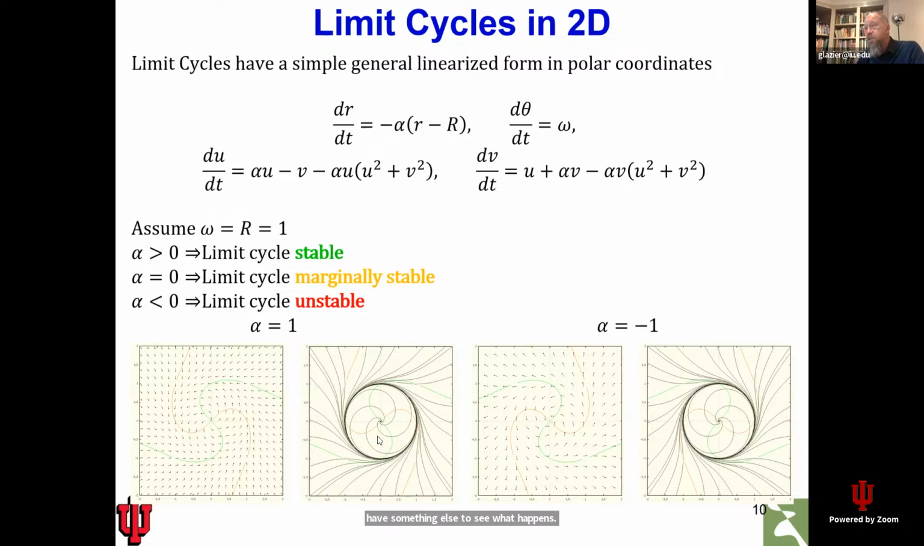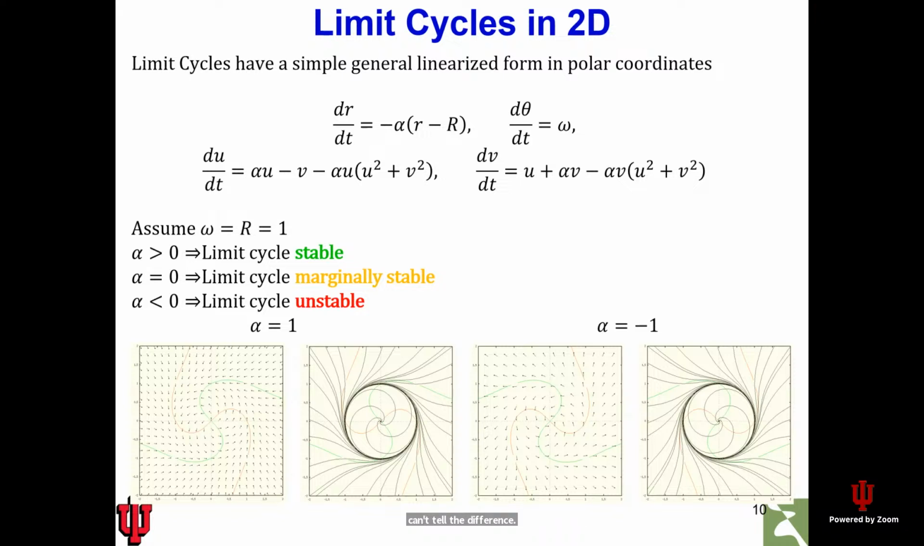But in this case, there are these two things. You'll notice that if I actually look at these two pictures, if I look at the vectors, I can see in one case they point inward, and in the other case they point outward. But if I look at the actual orbits, if I don't know the direction in which time is moving, I can't tell the difference. They're symmetrical.